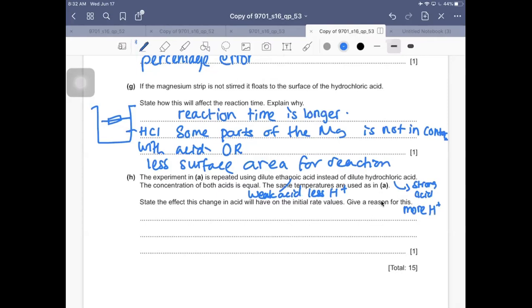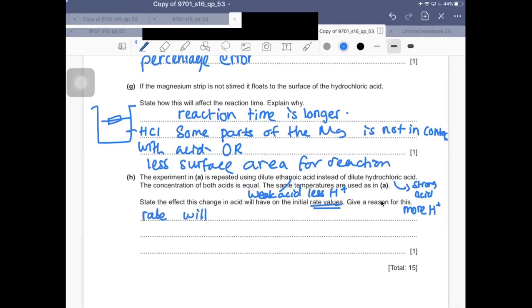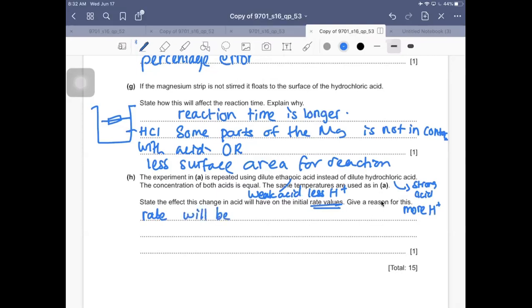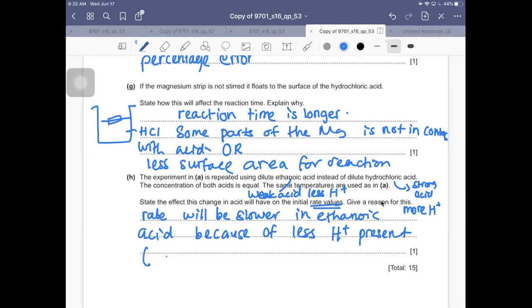State this initial rate value. So the initial rate will be, so we're talking about ethanoic acid, slower in ethanoic acid because of fewer hydrogen ions present. In bracket, you can write down less ionization.